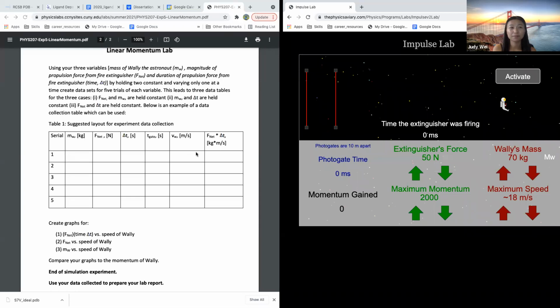Calculate the speed. And you don't have to do this one because F is not a constant anymore. So you don't have to do this column. But if you want to, it doesn't matter. We are not going to use this column of data, because the second graph we're going to plot F versus V.